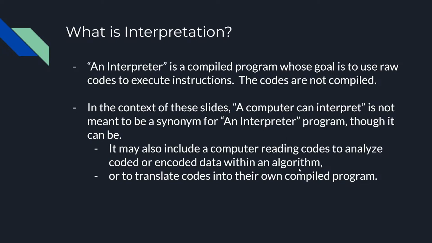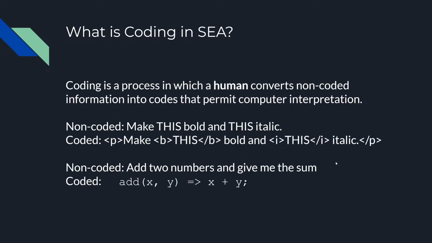So translating codes into their own compiled program, but also including a computer can read codes to analyze coded or encoded data. So if you're inputting codes to Excel or whatever the case is, then the computer can understand those. It can do sums, it can do concatenation, it can group by, it can do things that it can understand for codes. So in software engineering and architecture, that's what I mean when I say SEA, software engineering and architecture. What is coding? So not just the super high level, what are codes, but what is coding?